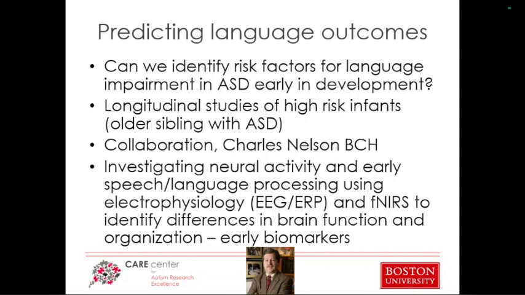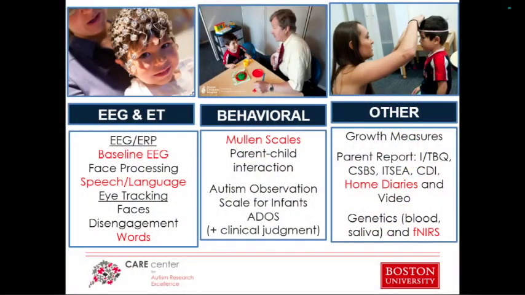So we use electrophysiology, EEG, and ERP. We're also using another technology that I won't speak about today, functional near-infrared spectroscopy, which is somewhat more like, I call the poor man's MRI. And we're doing that to look at differences in brain function and early organization. So this is actually a summary of all the different things that we're doing. And our children come in at 3, 6, 9, 12, 18, 24, and 36 months of age. They come into the lab.